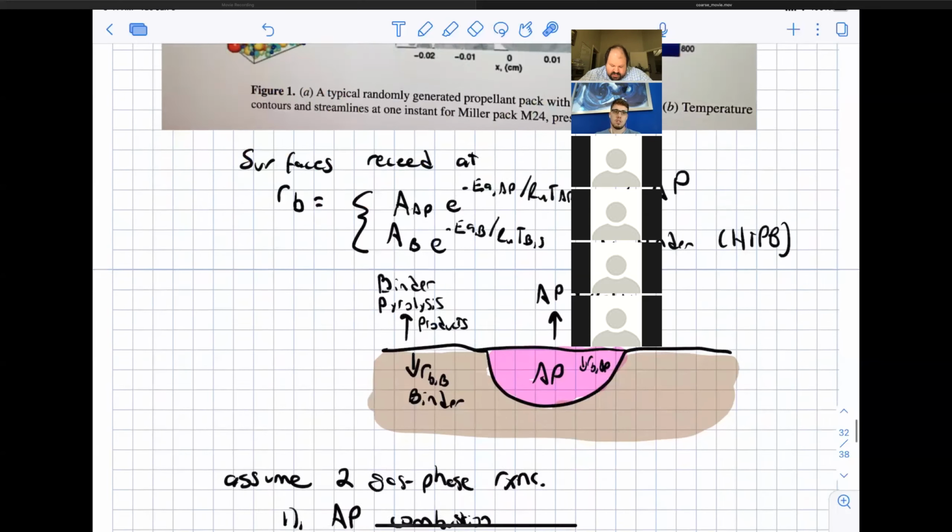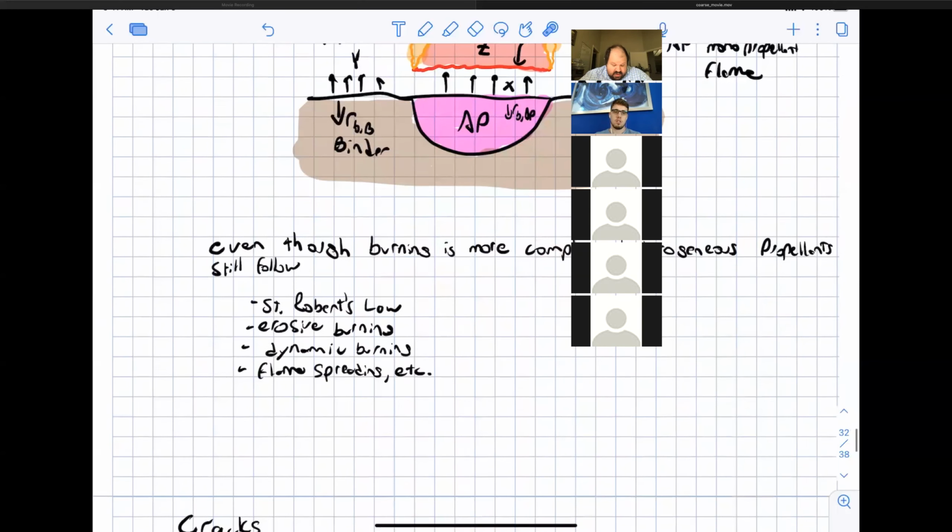Okay, and so even though the burning of a heterogeneous propellant is much more complex, they still tend to follow Saint Robert's law. That's AP to the N style burning. They still follow that. They are still subject to erosive burning. They're still subject to dynamic burning, and they're still subject to flame spreading.